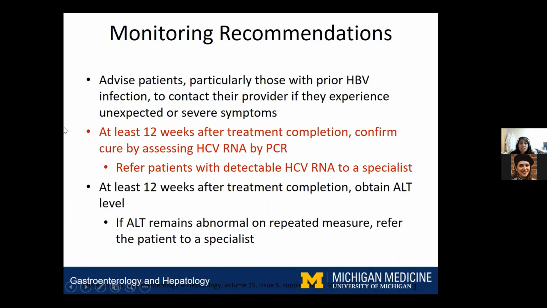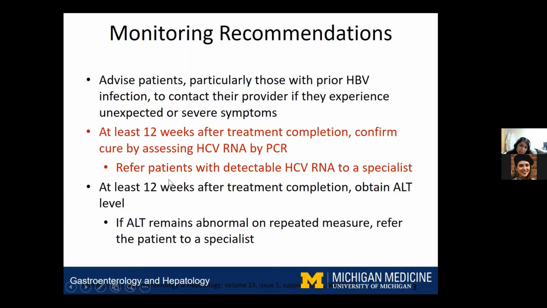And patients, particularly those with prior Hep B infection, should contact their provider if they experience any unexpected or severe symptoms. And then again, at least 12 weeks after treatment completion is needed to confirm whether or not a patient has been cured. If the Hep C RNA remains detectable 12 weeks after treatment, or comes back after 12 weeks after treatment, I think that would be a time to think about discussing this case with a specialist if you feel that would be helpful. And then at least 12 weeks after treatment completion, obtain the ALT and the RNA.